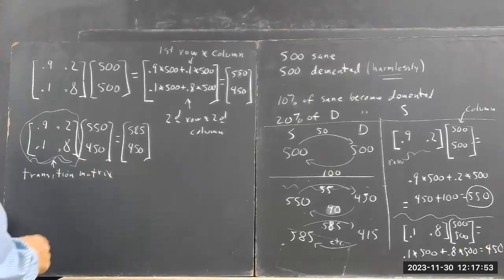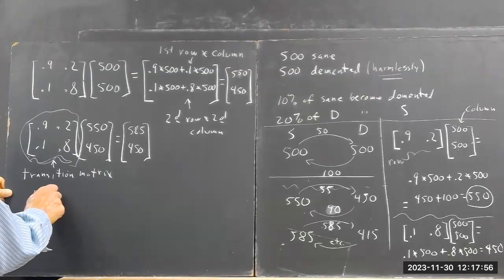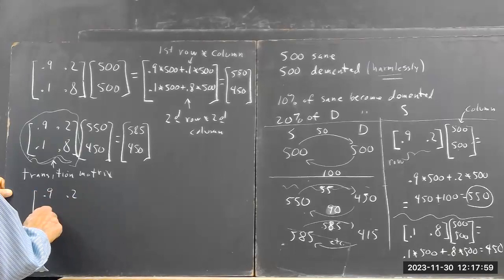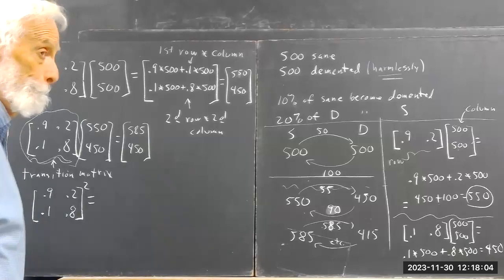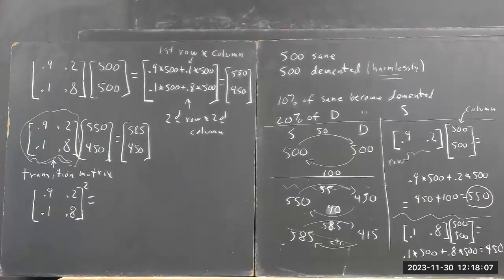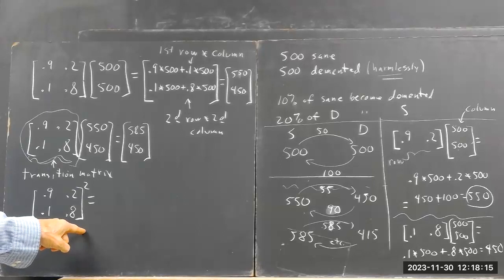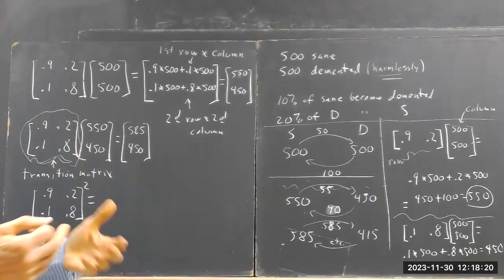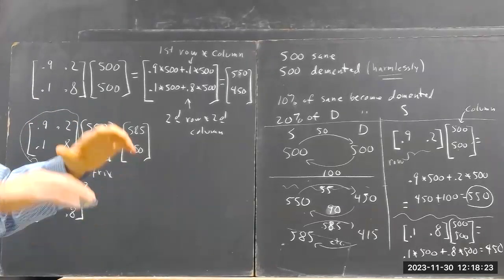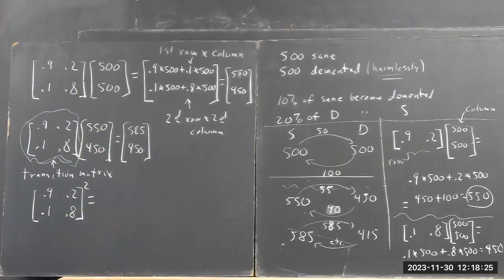Now, we take the scheme one step further. What do we mean by the matrix 0.9, 0.2, 0.1, 0.8 squared? What could that possibly mean? Well, one thing it doesn't mean is square this, square this, square this, and square this, any more than (x plus y) quantity squared would be x squared plus y squared. Squaring doesn't distribute over addition. It doesn't distribute over the components of a matrix.